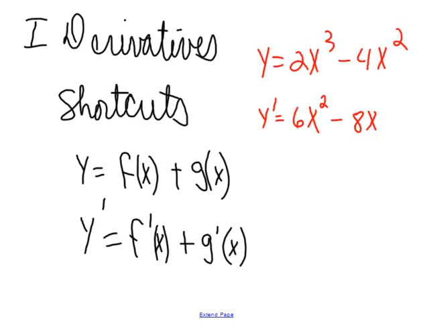So, for example, if I got 2x to the third minus 4x squared, you just take the derivative of the first one, just like we did a minute ago, minus the derivative of the second one. So the exponent multiplies down, becomes a 6. Exponent gets smaller by 1. Exponent multiplies down, becomes an 8. Exponent gets smaller by 1. x to the first power. Okay?